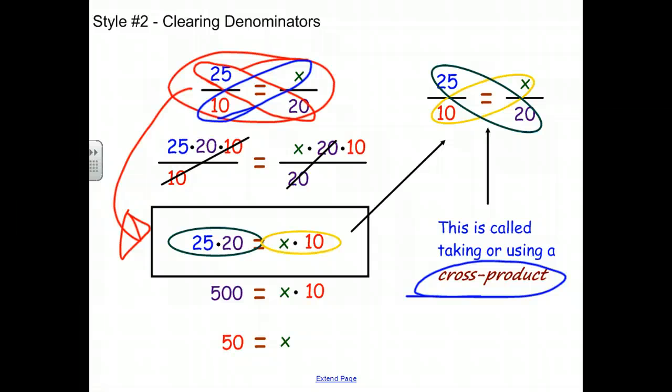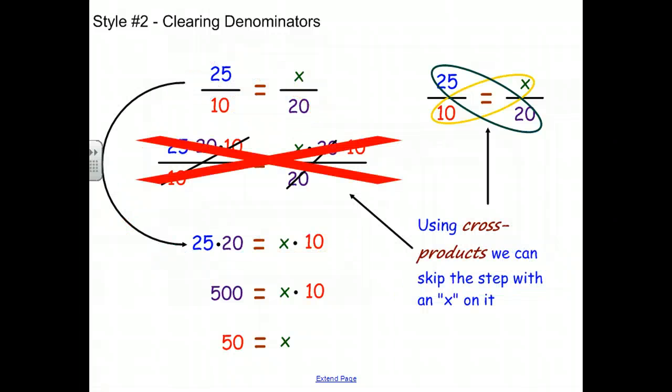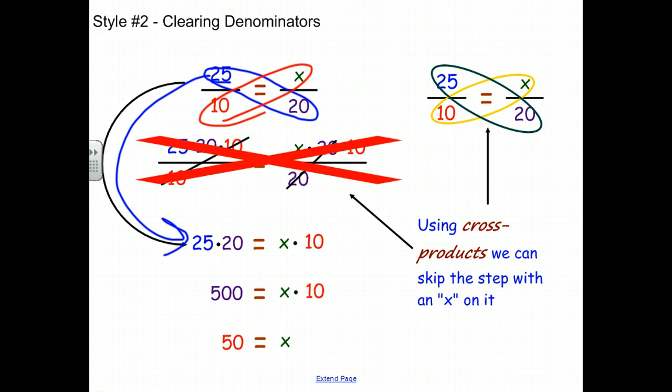even find some equivalent fractions, 1/2 and 2/4, 3/6 and 10/20. And see that this is true for yourself also, but what we can do is we can skip the step with the x on it when we clear and just go immediately to the cross product. 25 times 20 is the same as 10 times x. Now it gives us an equation that we can solve, less complicated than the fractions.